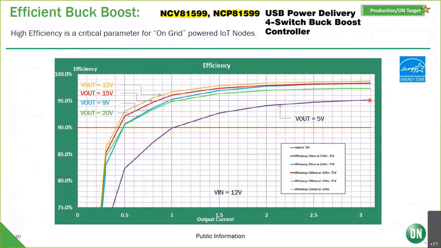The 5-volt out, which is going to be a little less efficient, hits 95% at 3 amps and hits 90% at 1 amp. So a very good buck boost solution is the NCV 81599.